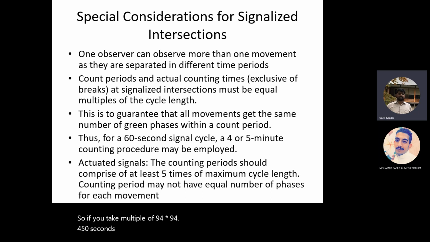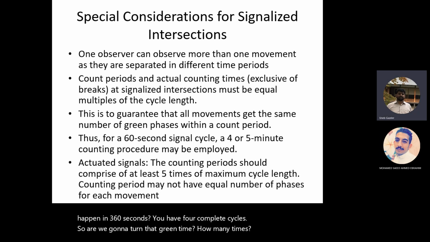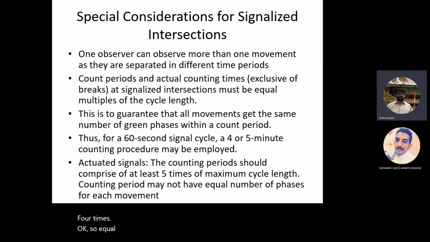Oh, I know. 360. 360 seconds. Okay. So you take 360 seconds of counting. What will happen in 360 seconds? You have 4 complete cycles. So every direction will have green time how many times? 4 times. Okay. So equal distribution. So they say multiple of cycle length for equal distribution of time.